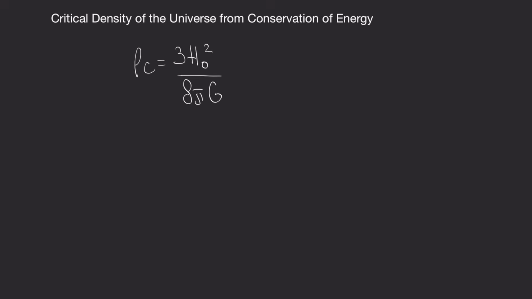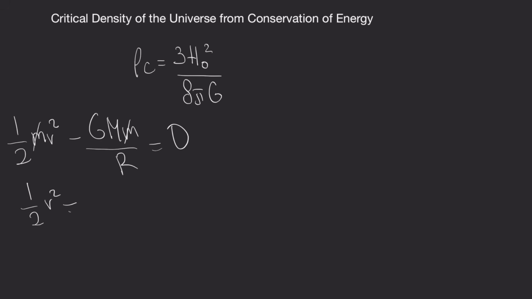Okay, this one here is for Eduqas and WJEC only. So how do we derive the critical density of the universe from conservation of energy? Well, we're going to have a look at the total energy, which is simply a half mv squared, which is the kinetic energy, plus the negative potential energy, which is GMm over r. Let's set that to be equal to 0, like so, for a static universe essentially. So then we get that a half v squared is equal to GM over r.